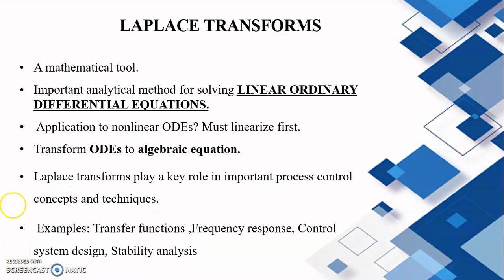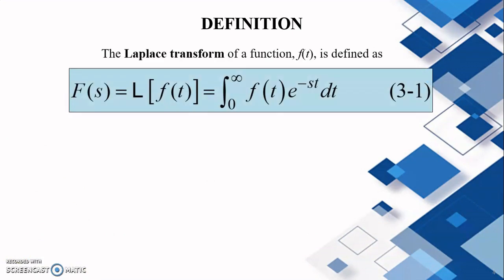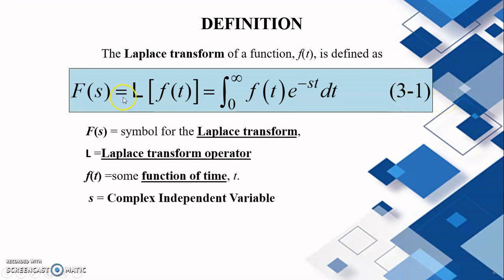Okay, so now let's look at the definition of the Laplace transform. The Laplace transform can be written in this expression, where capital F(s) is equivalent to L, capital L, and then in the bracket we have a function of time, equivalent to this expression. In the textbook it's labeled as equation number 3.1. So you can look at each part of this expression to understand the definition of each.